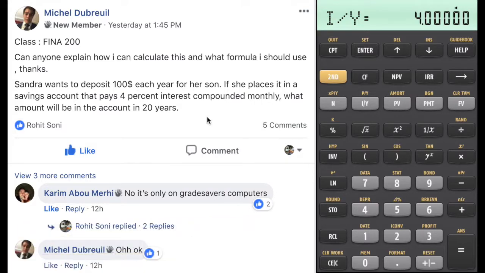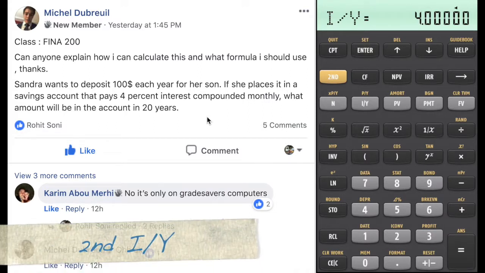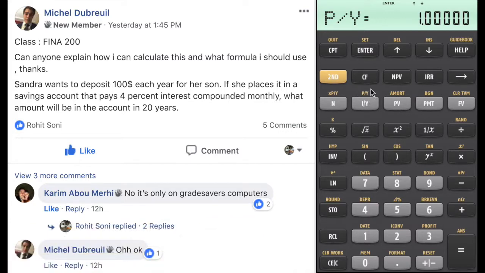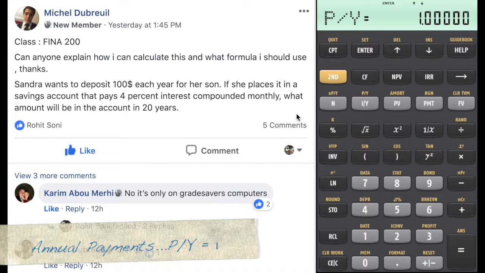to be 1. The way that we access CY and PY on our calculators is simply by pressing second followed by IY. Notice how on top of IY, it does say PY. And this is how you enter the PY worksheet. PY stands for payments per year. Because Sandra is making annual payments, we're going to enter 1 followed by enter for payments per year.